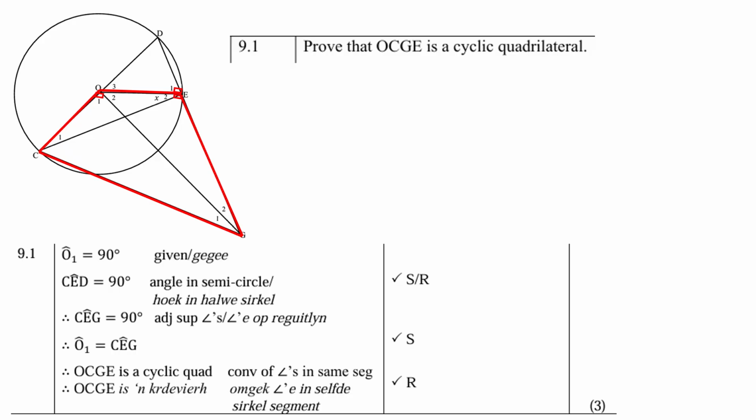O1 is 90 degrees, as we all can see. Angle CED is also 90, that's angle in a semicircle. Therefore, CEG is 90 because they are adjacent angles, or you can say angles on a straight line. So therefore, O1 equals angle CEG, and that makes OCGE a cyclic quad. Why? Because they have equal inscribed angles subtended by the same chord CG.